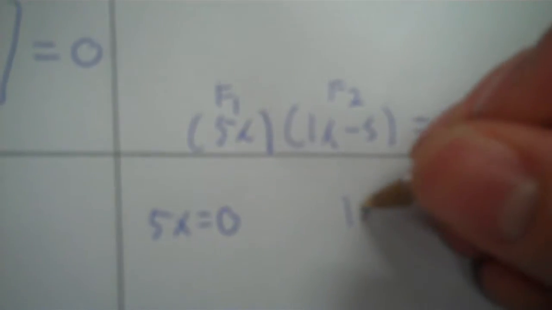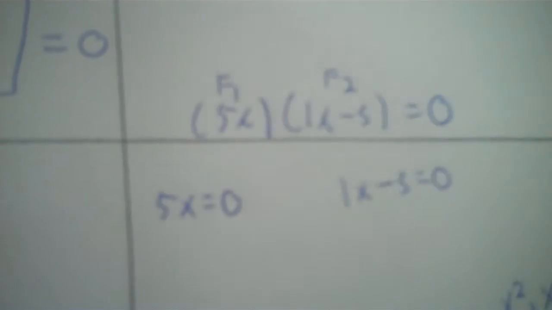Now, you put your 5x from here, you're just lining that up, and then your 1x minus 3. Equals 0, this and this. So this is F1, this is F2. F stands for factors. So 5x equals 0, 1x minus 3 equals 0. So you have times 5, so you're going to divide each side by 5. 0 divided by 5 is 0.